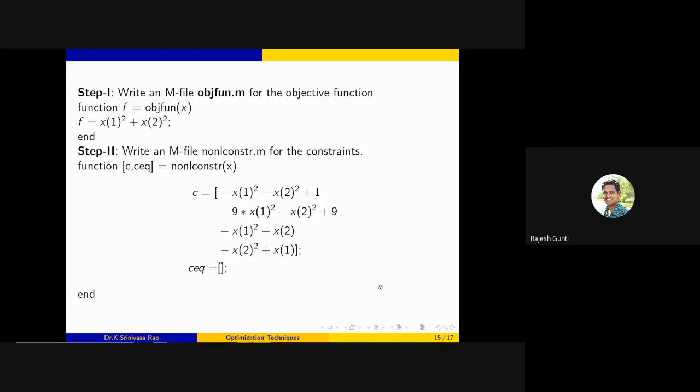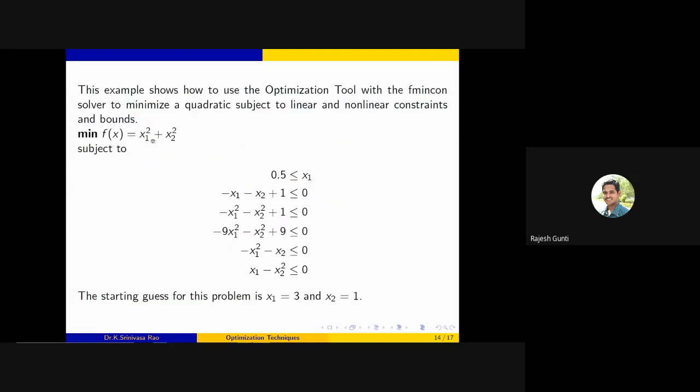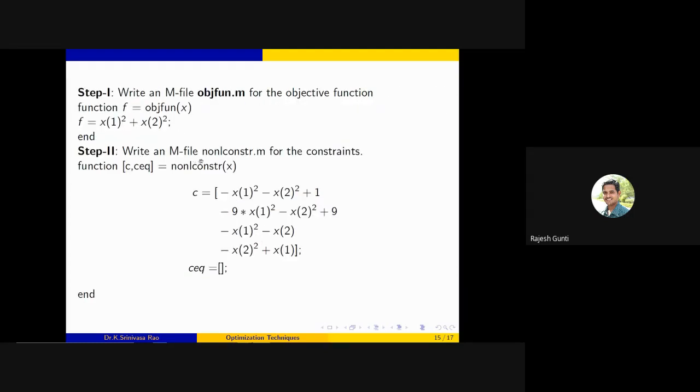First, I will explain how to solve this problem. First, I create one M file and write the objective function in that M file. The function name is objfunction. Variable x contains two variables. F is x1 square plus x2 square. That is this one. Next, write an M file for the non-linear constraints.